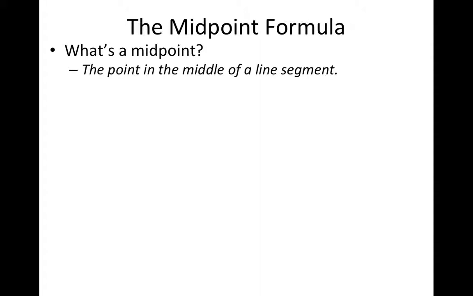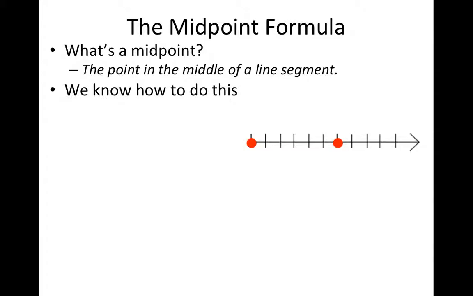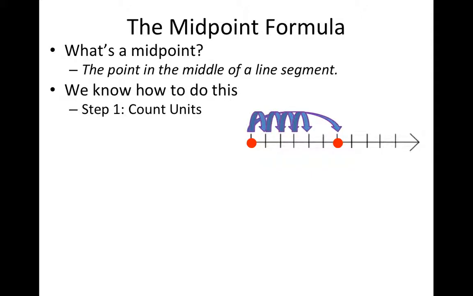So the first thing we're going to do is talk about what a midpoint is. A midpoint is the point in the middle of a line segment, and you already know how to do this. If I have a line segment with 2 points, the first thing I need to do is count the units between those 2 points. So 1, 2, 3, 4, 5, 6. I've gone 6 units in between the points. The next step is to take that number of units and divide it in half, or multiply by a half or divide by 2. So if I take 6 and divide it by 2, I get 3.